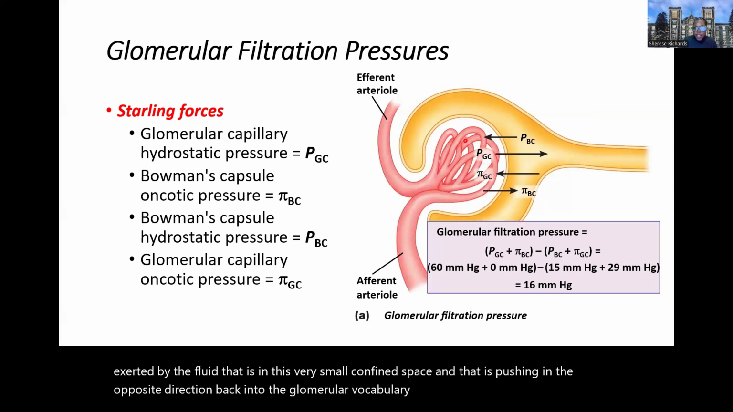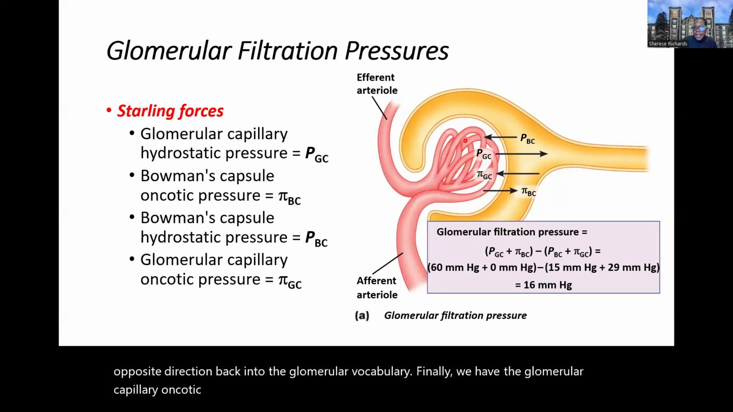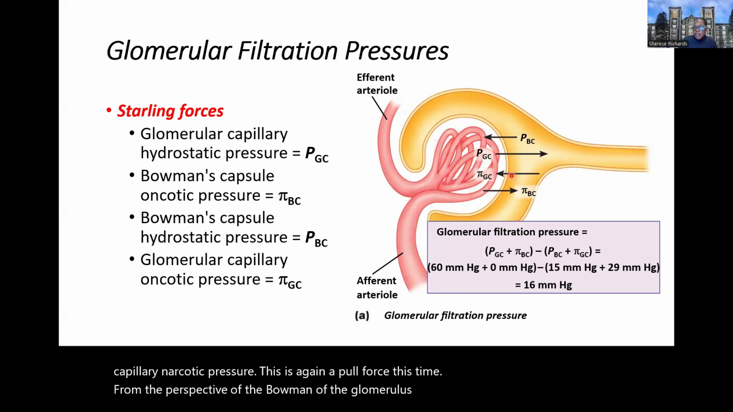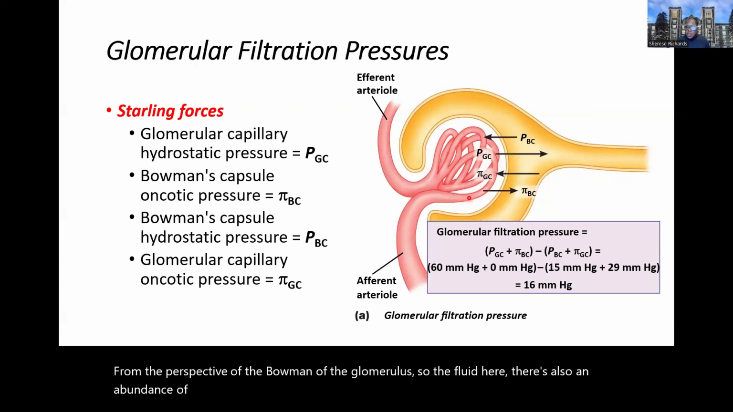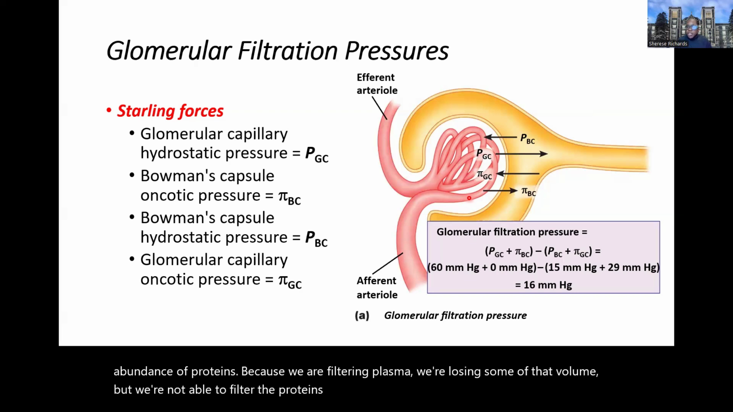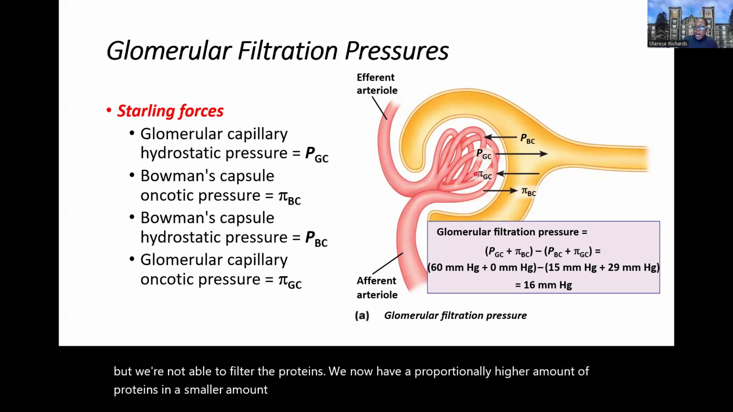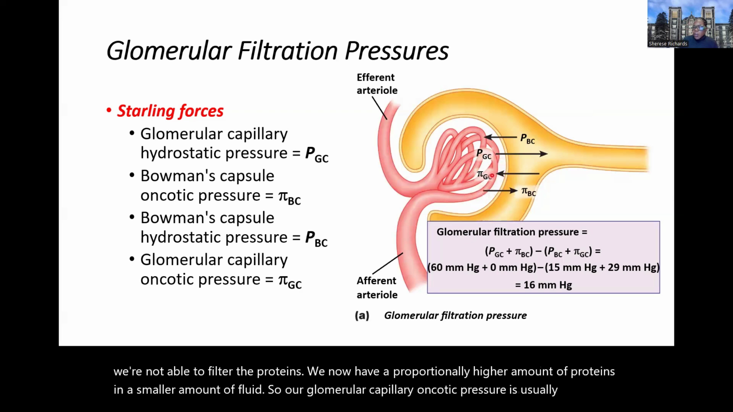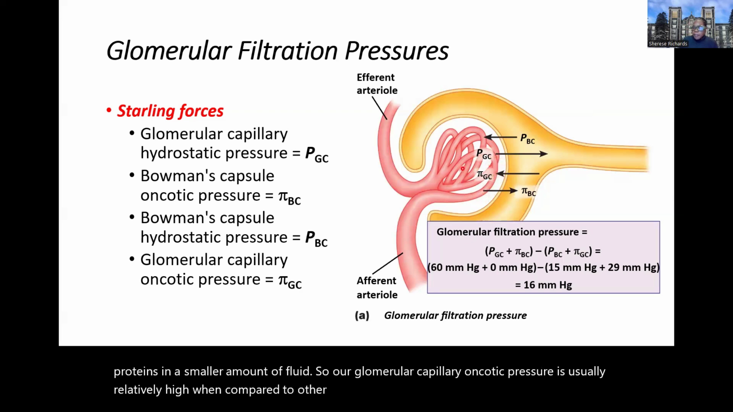Finally, we have the glomerular capillary oncotic pressure. This is again a pull force. This time it's from the perspective of the glomerulus. So the fluid here, there's also an abundance of proteins. Because we are filtering plasma, we're losing some of that volume, but we're not able to filter the proteins. We now have a proportionally higher amount of proteins in a smaller amount of fluid. So our glomerular capillary oncotic pressure is usually relatively high when compared to other areas of the capillary.